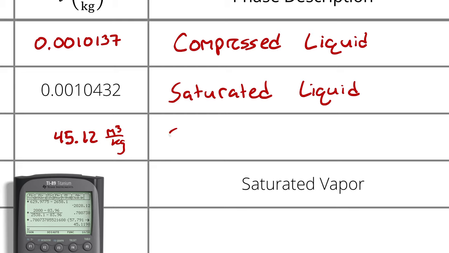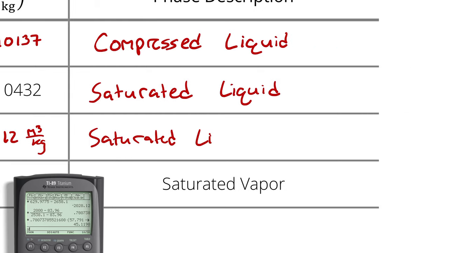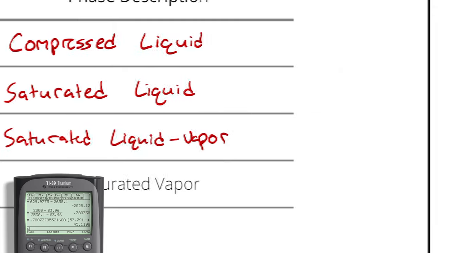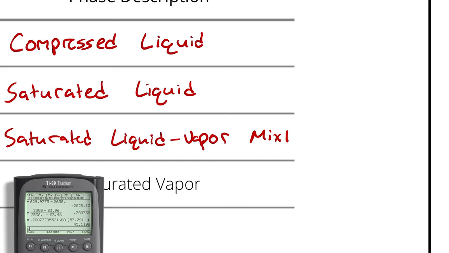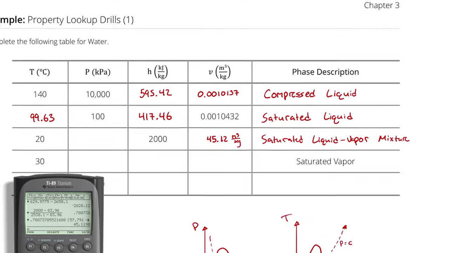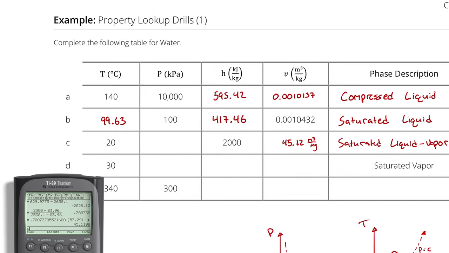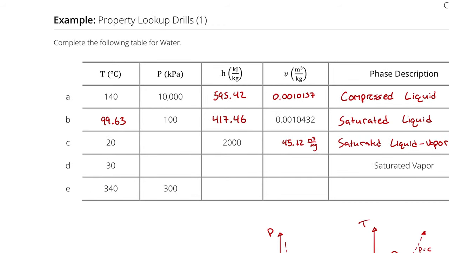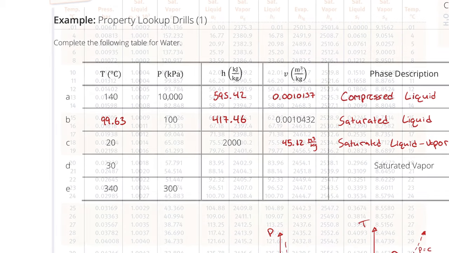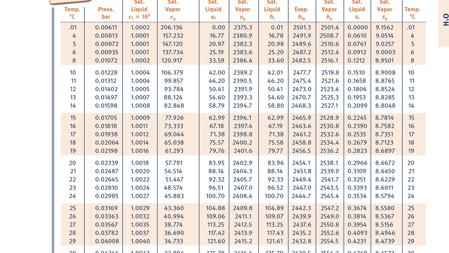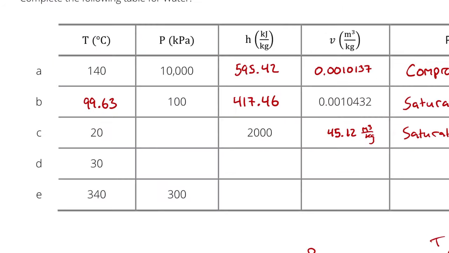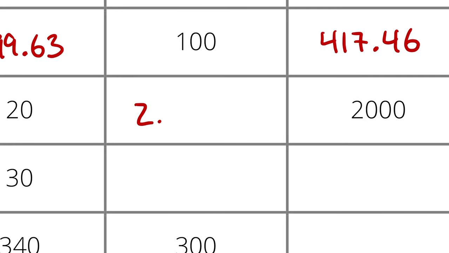And I can also populate saturated liquid vapor mixture here. And then all we have to do to complete that row is look up the saturation pressure corresponding to 20 degrees Celsius, which is 0.02339 bar, which would be 2.339 kilopascals.